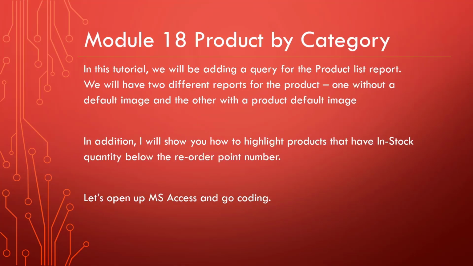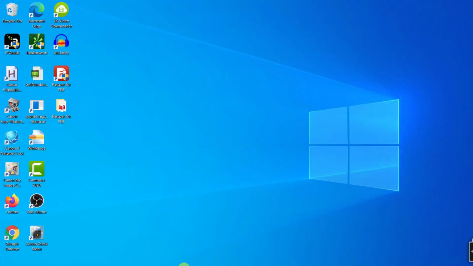In this tutorial, we will be adding a query for the product list report. We will have two different reports for the product, one without a default image and the other with a default image. In addition, I will show you how to highlight products that have an in-stock quantity below reorder point number. Let's go coding.